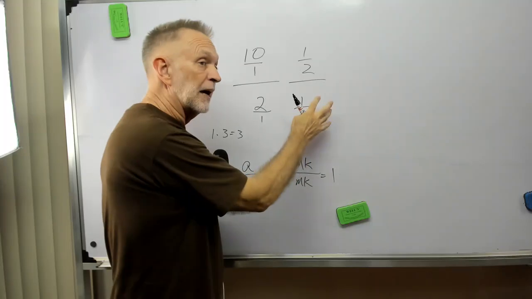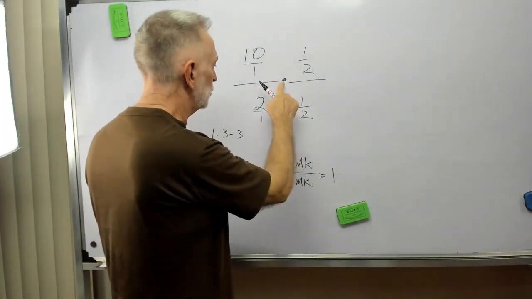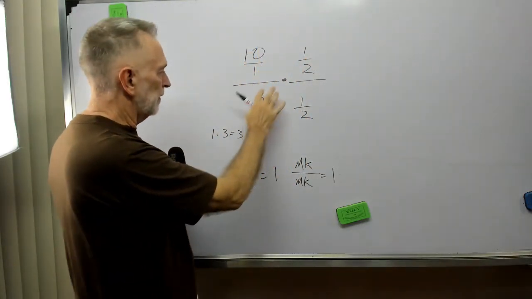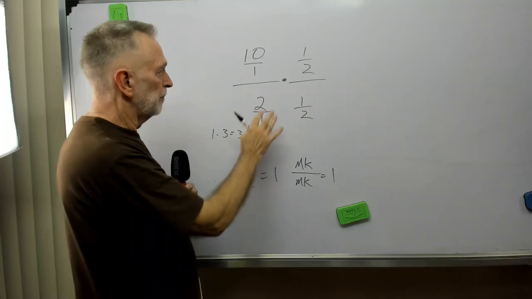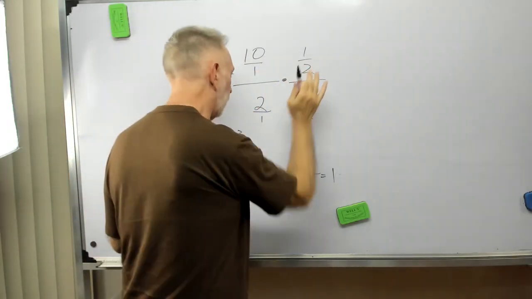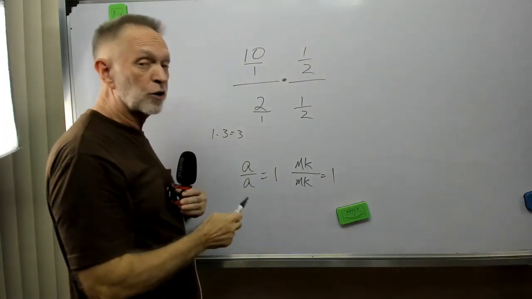Something divided by itself is 1. So I'm multiplying, I'll use a dot for multiplication, 10 over 1 divided by 2 over 1. I'm multiplying all of that times 1. So it's still the same, but it's going to look a little different.